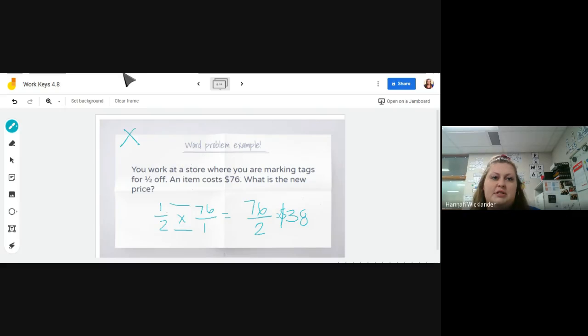Does anyone have any questions on multiplying fractions before I assign the homework?